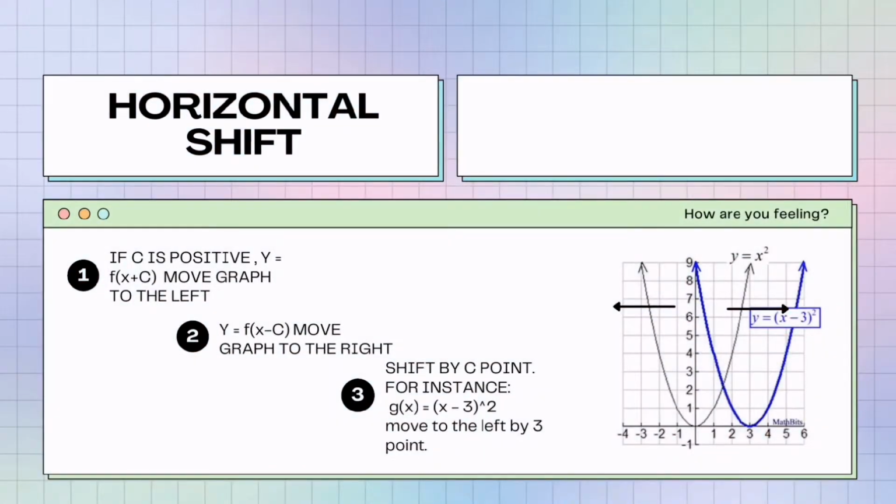Next is the horizontal shift. In horizontal shift, if C is positive, then move the graph to the left. And when C is negative, move the graph to the right. The graph shifts by C points.